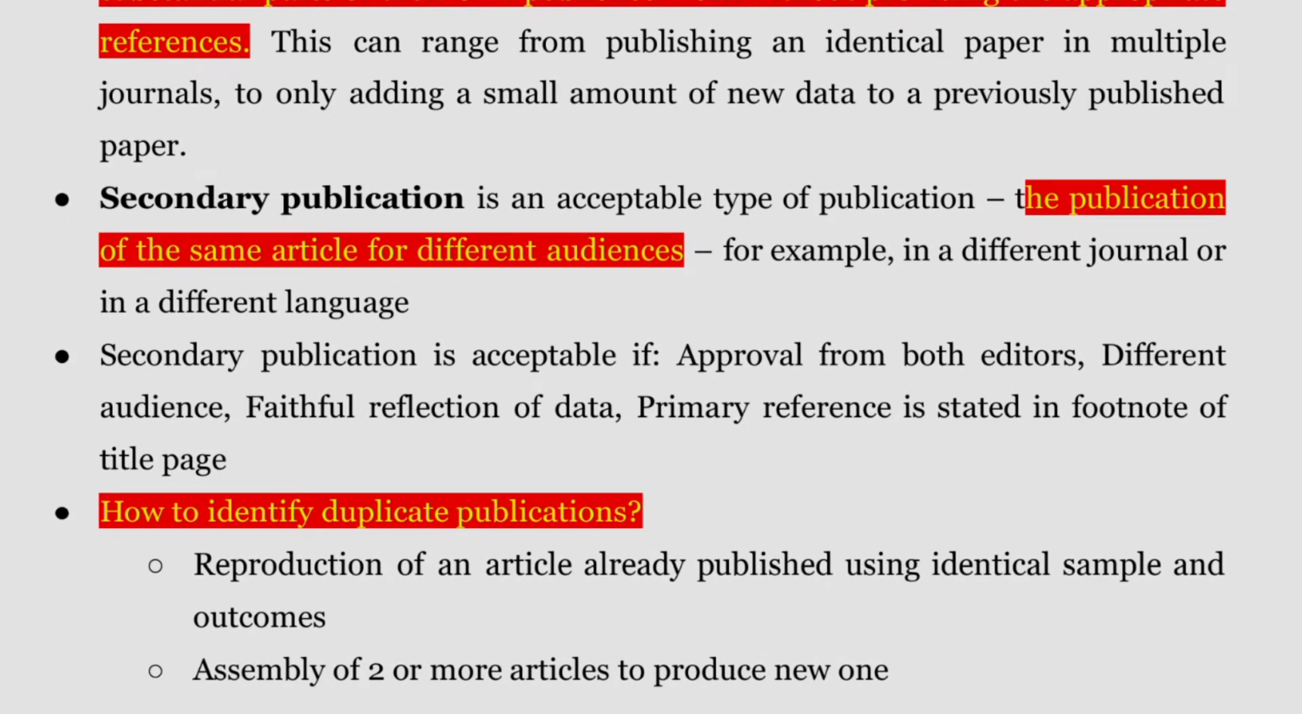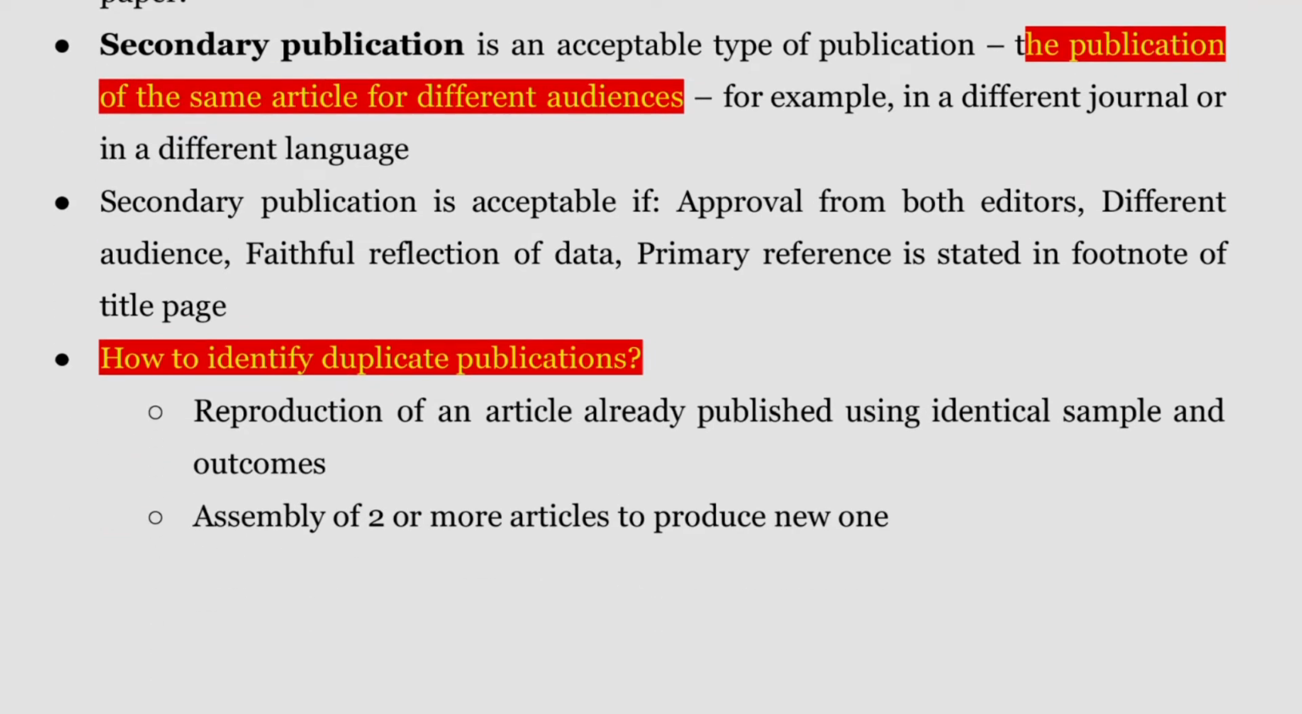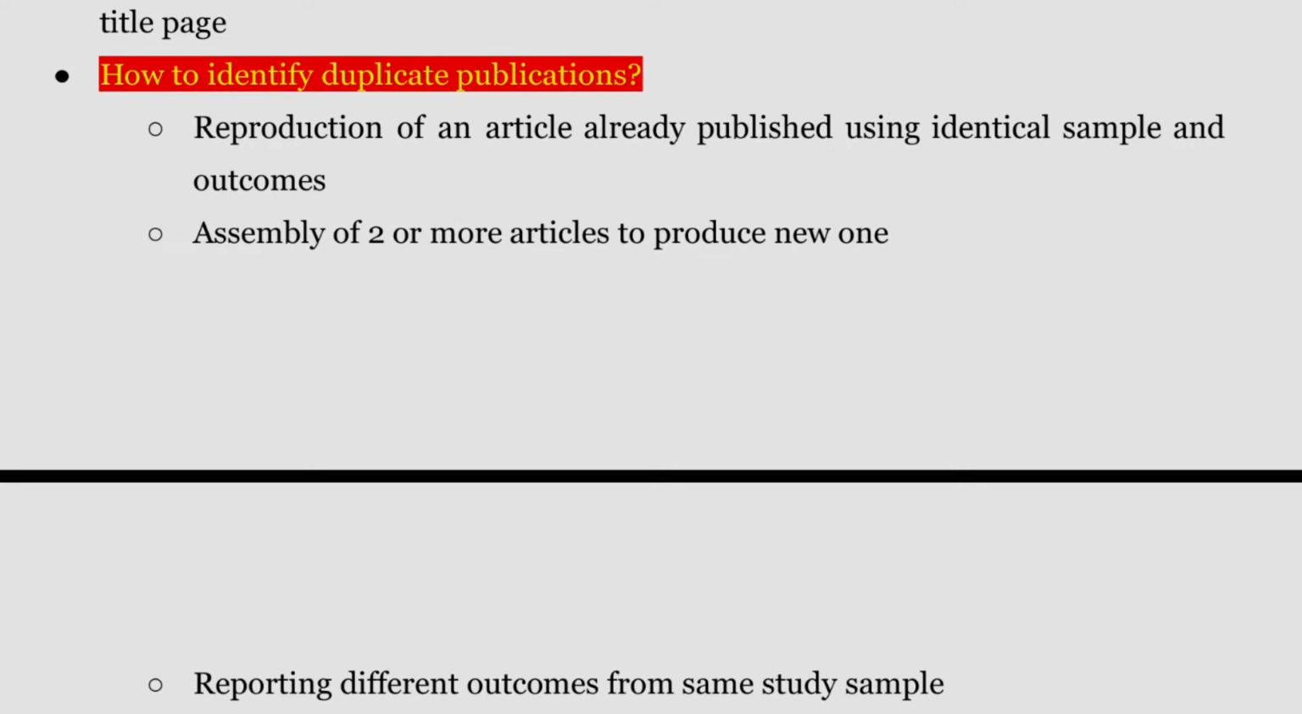Secondary publication is an acceptable type of publication: the publication of the same article for a different audience, for example in a different journal or in a different language. It is acceptable if there is approval from both editors, a different audience, faithful reflection of the data, and the primary reference is stated in a footnote of the title page.